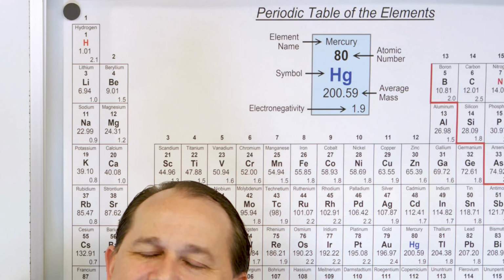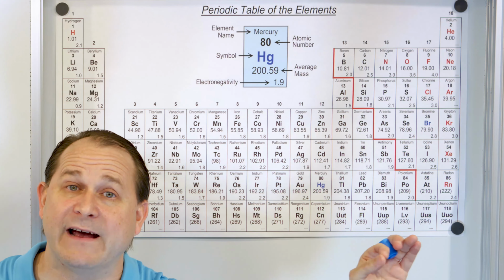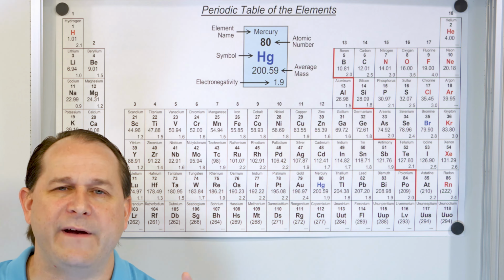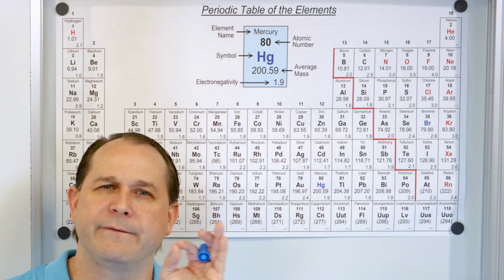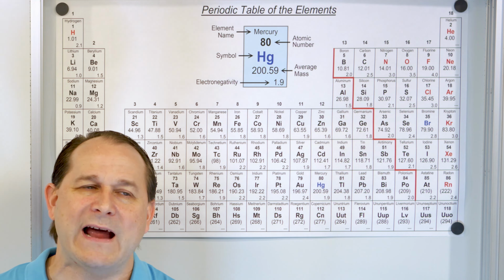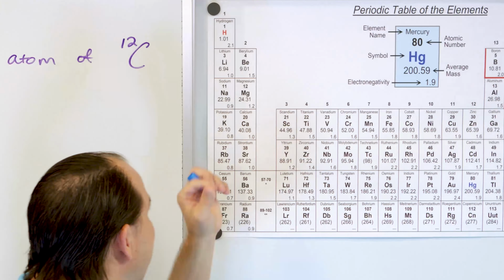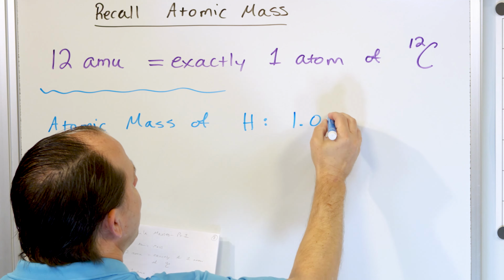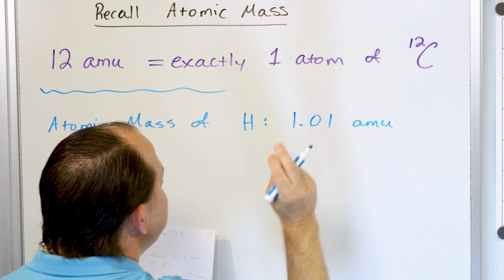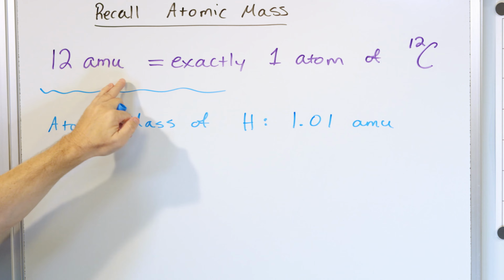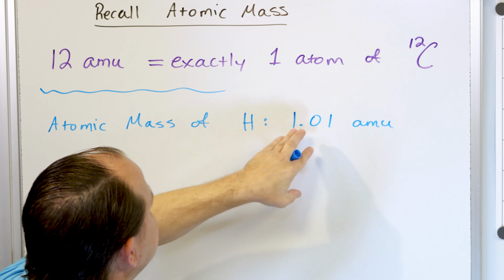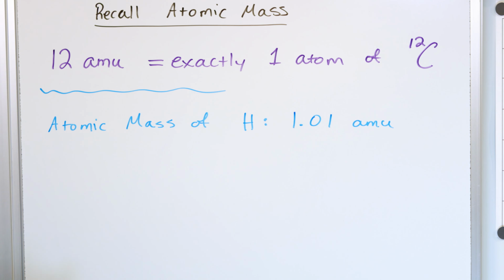Now your table might have more digits. It probably does have more digits. That's okay. We know the masses of all of these elements very accurately, so you can treat all of those digits as exact. But for now, this table is rounded. So what I'm going to say is that the atomic mass of hydrogen is 1.01 atomic mass units. Remember, the definition of 12 of these atomic mass units is equal to 1 atom of carbon. So the mass of hydrogen is 1.01 atomic mass units.